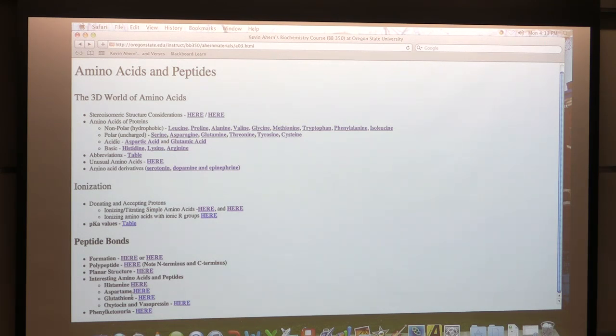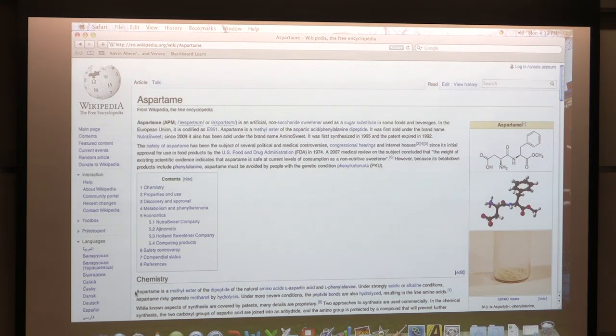Aspartame. You guys know it as NutraSweet. NutraSweet is made by combining two amino acids together, aspartic acid and phenylalanine. There's a slight chemical modification that's typically done, but it doesn't have to be done. And that's what it looks like. No, you don't need to know the structure.